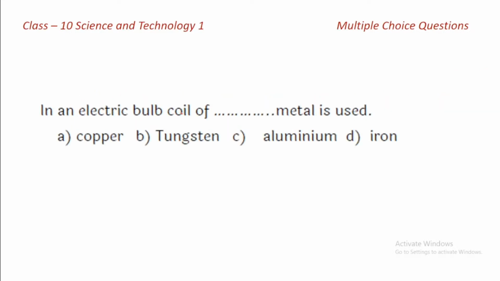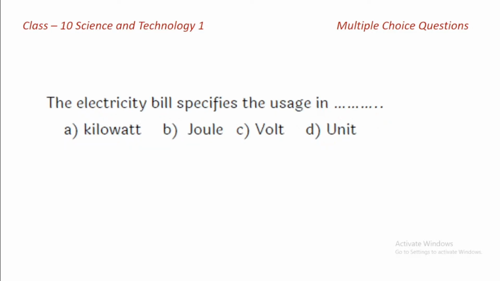In an electric bulb, coil of dot dot metal is used. Copper, tungsten, aluminium or iron. The correct answer is option B. In an electric bulb, coil of tungsten metal is used. The electricity bill specifies the usage in dot dot. Kilowatt, joule, volt or unit. Correct answer is option D, unit. The electricity bill specifies the usage in unit.